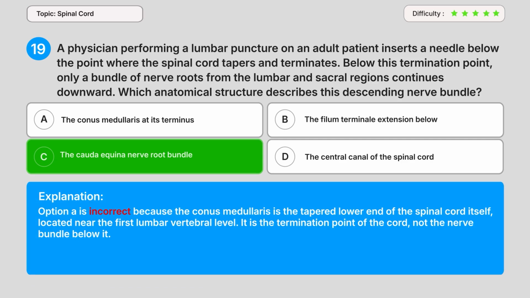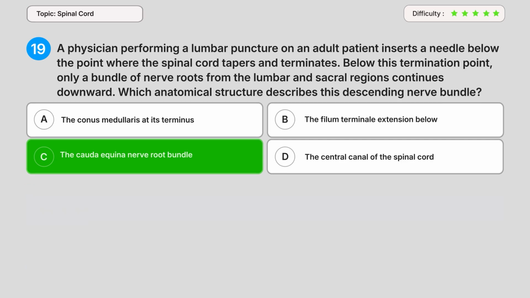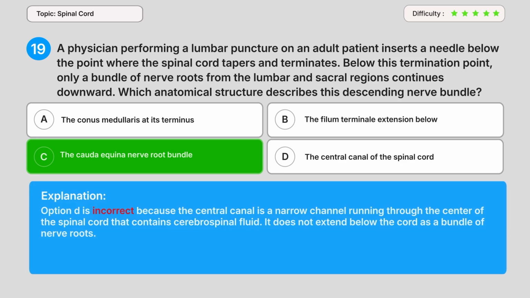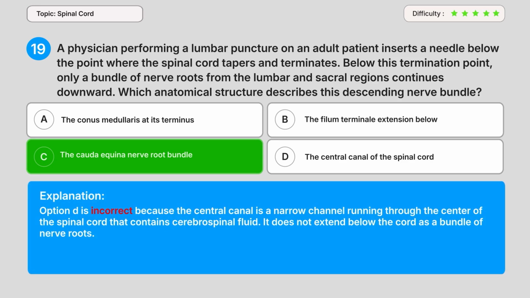Option A is incorrect because the conus medullaris is the tapered lower end of the spinal cord itself, located near the first lumbar vertebral level. It is the termination point of the cord, not the nerve bundle below it. Option B is incorrect because the filum terminale is an extension of the pia mater that anchors the spinal cord to the coccygeal segments below. It is a structural tether, not a bundle of functional nerve roots. Option D is incorrect because the central canal is a narrow channel running through the centre of the spinal cord that contains cerebrospinal fluid. It does not extend below the cord as a bundle of nerve roots.